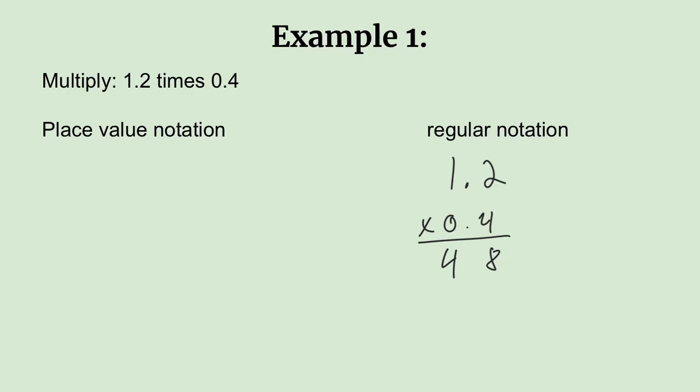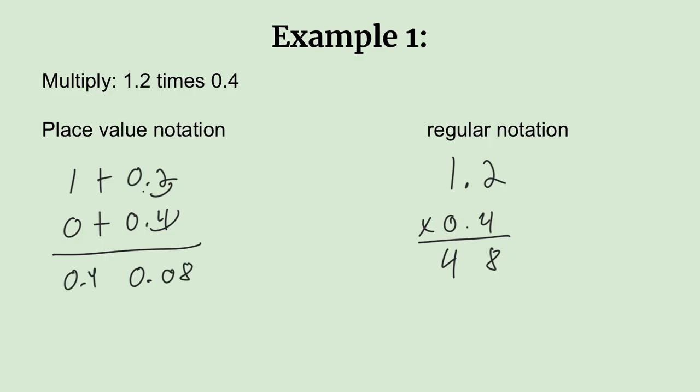For place value notation, it'd be 1 plus 0.2, 0 plus 0.4. Same thing. So here, multiply these together, you get 0.8. Here you get 0.4. It really won't be 0.8 because you've got to count these. So it's 0.08, 0.4. Add those together, you get 0.48.